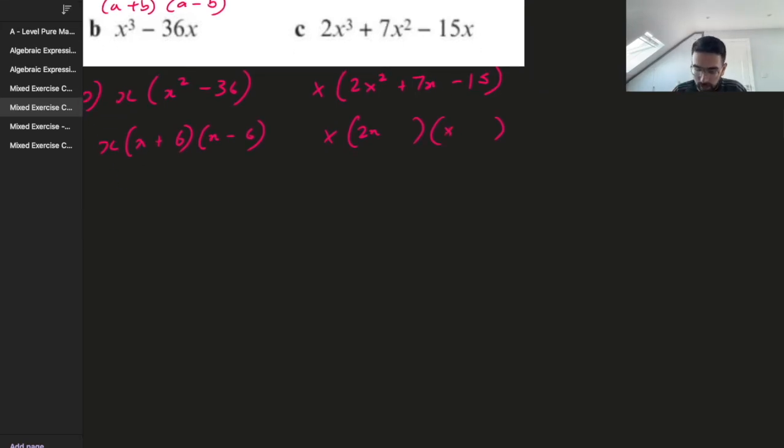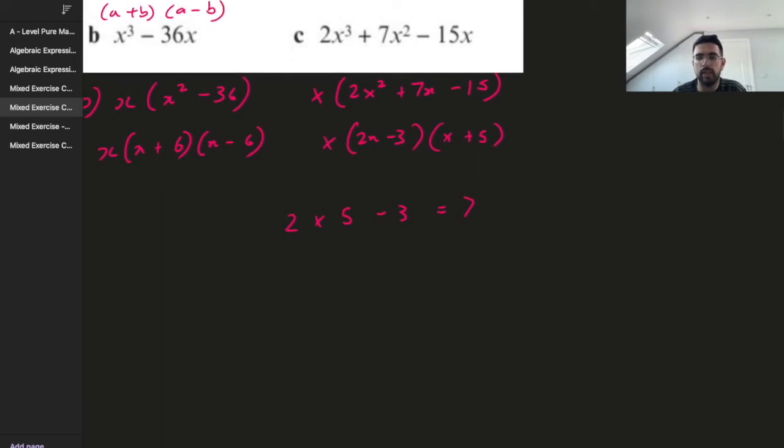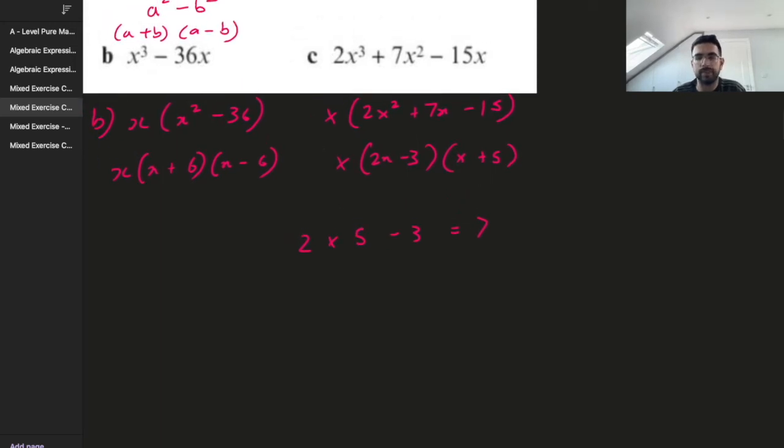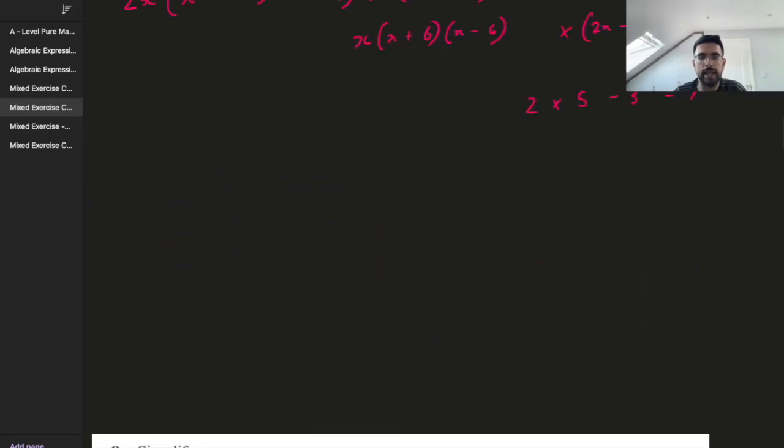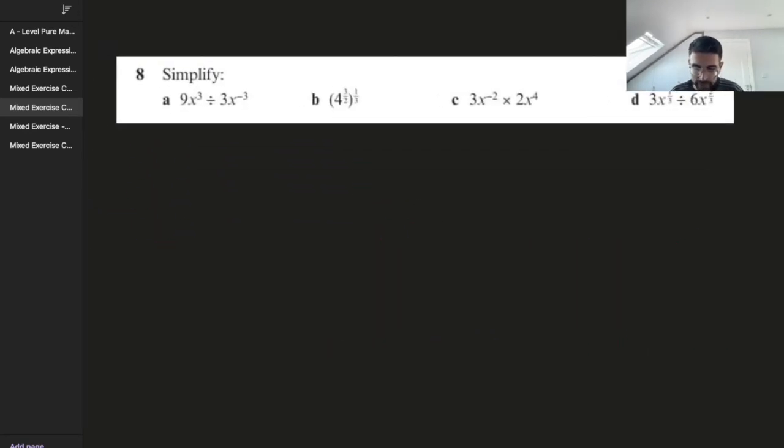So the game is we need to end up with 7, and I need to multiply something by the 2. So it's going to be 2 times 5 minus 3. That would work. So I'm going to write plus 5 over here and minus 3 over here, just because I know that I would have to do 2x multiplied by plus 5. Okay, and I would end up with my answer. Hopefully that's easy for you guys to understand. Let's move on to part 8. In these questions, we have to simplify the following.